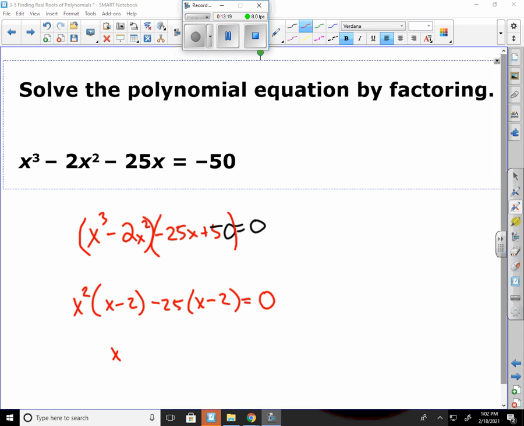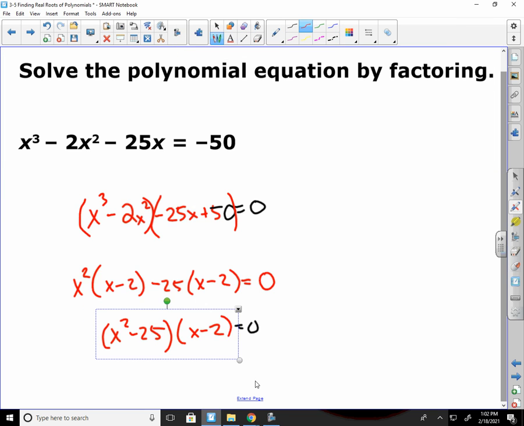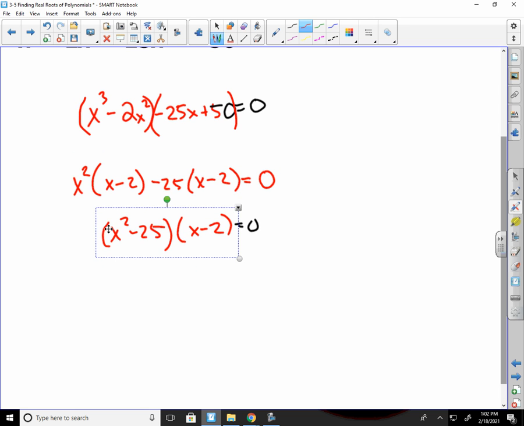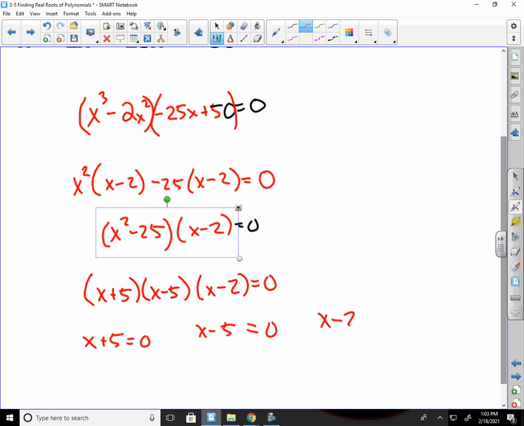Now regroup. x squared minus 25 times x minus 2. And then I can factor the x squared minus 25 out. And that's x plus 5 and x minus 5, x minus 2. Set each equal to 0, and then solve it.